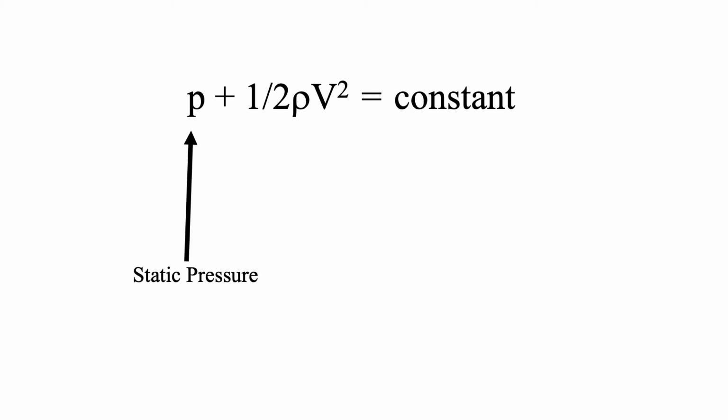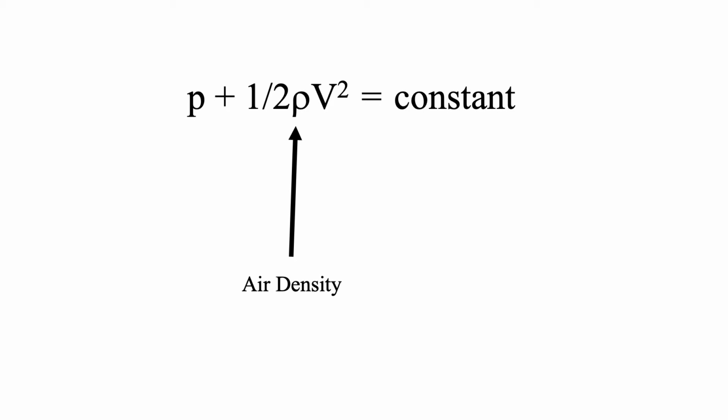So the small letter p, the lowercase letter p, stands for static pressure. Static pressure is the pressure that is applied to the surfaces around the fluid when the fluid is still. This Greek letter rho, which looks a lot like a p, but it's kind of more round, represents air density. The v represents velocity, or the speed of the fluid, and we square that factor. And then we multiply all that by 1/2.